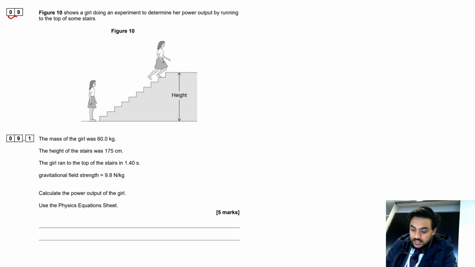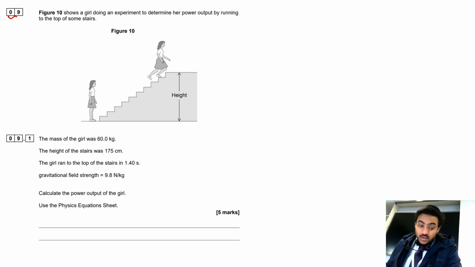Question number 9. Figure 10 shows a girl doing an experiment to determine her power output by running to the top of some stairs. How very exciting. The mass of the girl is 60 kilograms. The height of the stairs was 175 centimeters. The girl ran to the top of the stairs in 1.4 seconds. Gravitational field strength was 9.8 newtons per kilogram. Calculate the power output of the girl.